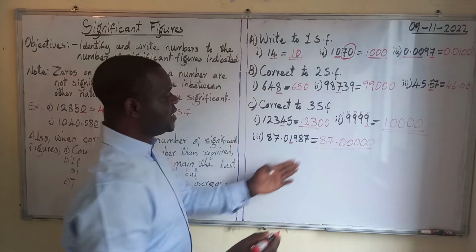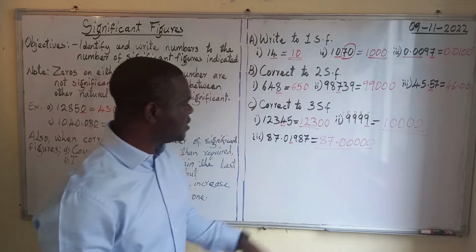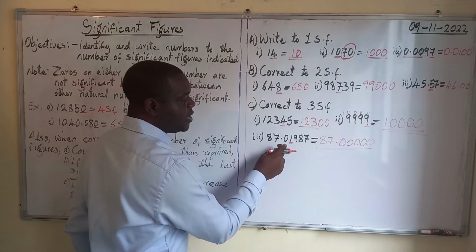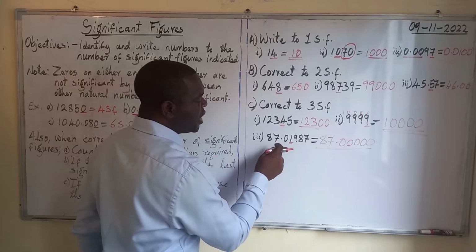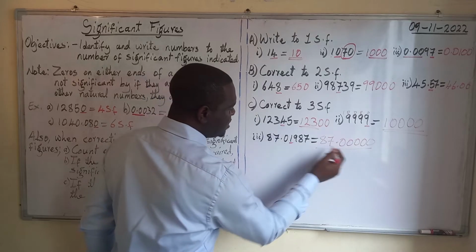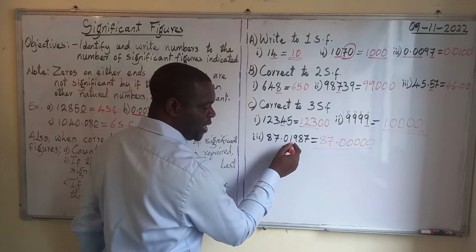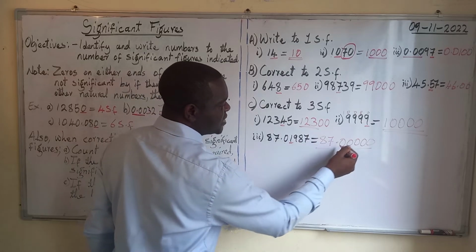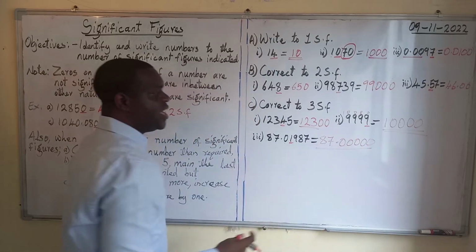Our final answer here has 2 significant figures because this 0 that falls in between is significant. And if we were to count our number of significant figures, it will fall on 0. And the number that follows is 1, which is less than 5. So we've suppressed it and everything here has changed to 0. So this will be our final answer.